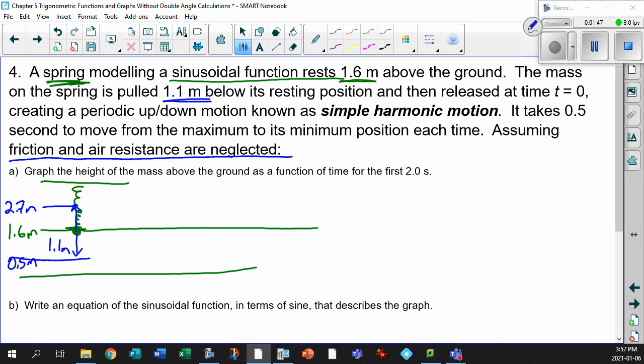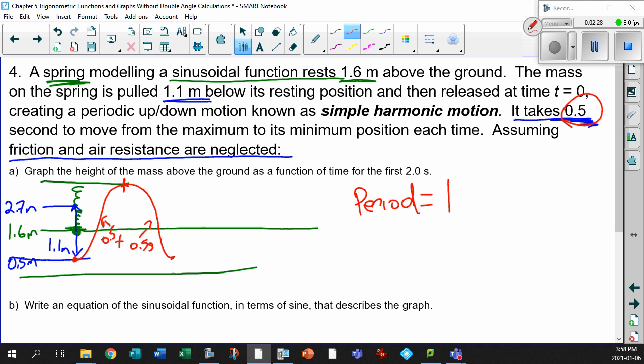Now, the other thing that you need here is it says it takes 0.5 seconds to move from the maximum to its minimum position each time. Gee, I wonder if we can figure out the period for this. Okay, so think about it. It goes from the bottom to the top, and it does that in 0.5 seconds. So what happens if it goes back down to the bottom? If this is 0.5 seconds, this then is 0.5 seconds. To do the whole thing takes you a period of 1 second.